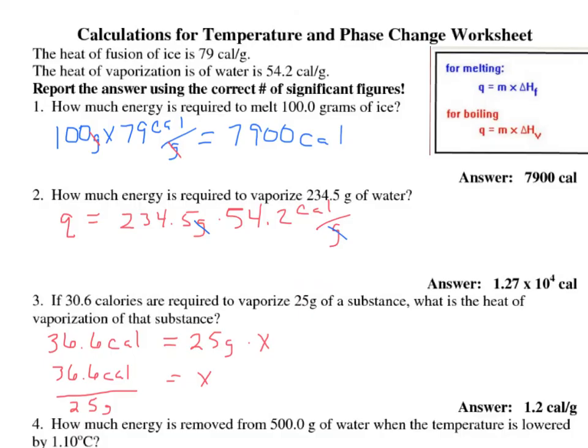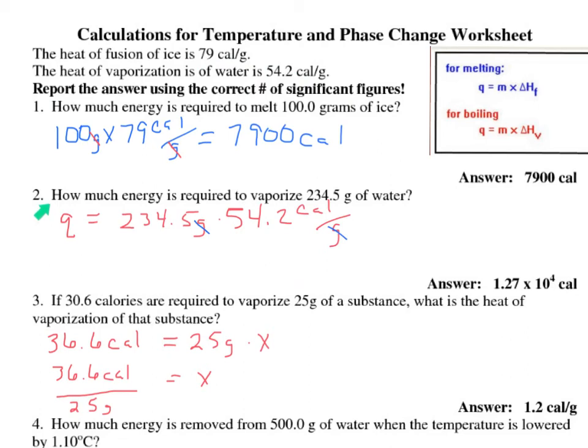And let's just go over a few other problems. I did put the equation to the side, and I gave us our heat of fusion and our heat of vaporization for water. These are going to be in calories per gram as opposed to joules or kilojoules per gram. Here we have how much energy is required to melt 100 grams of ice. We're going to use our heat of fusion right here. We're going to take 100 grams times our 79 calories per gram from our heat of fusion. Grams cancel, and we would get our answer in calories as 7,900 calories.